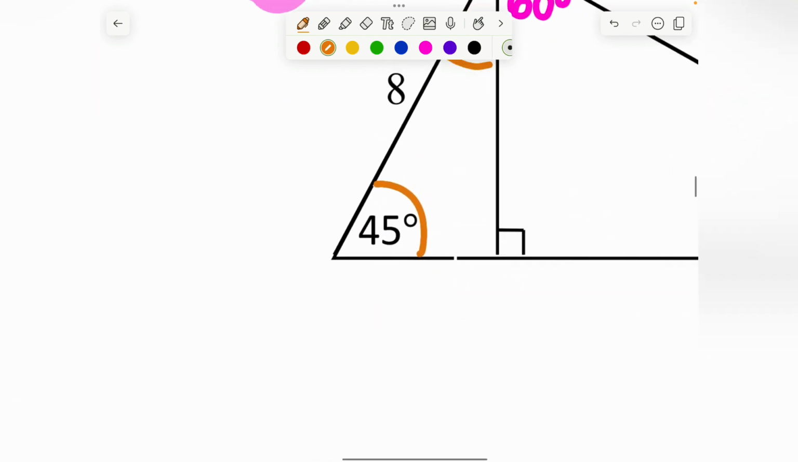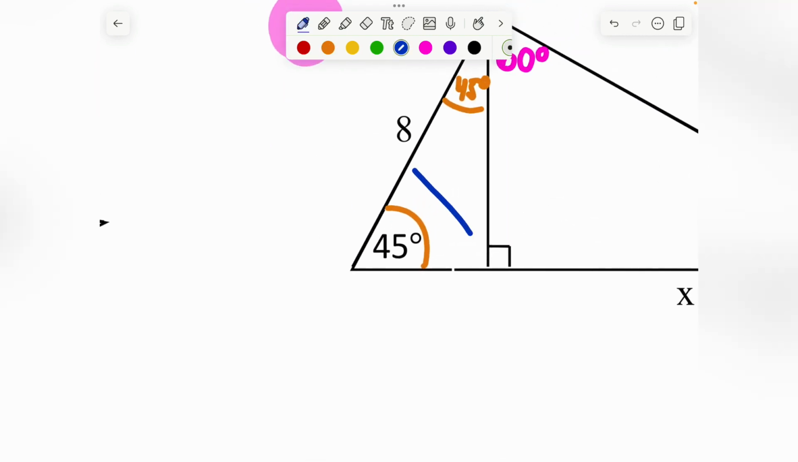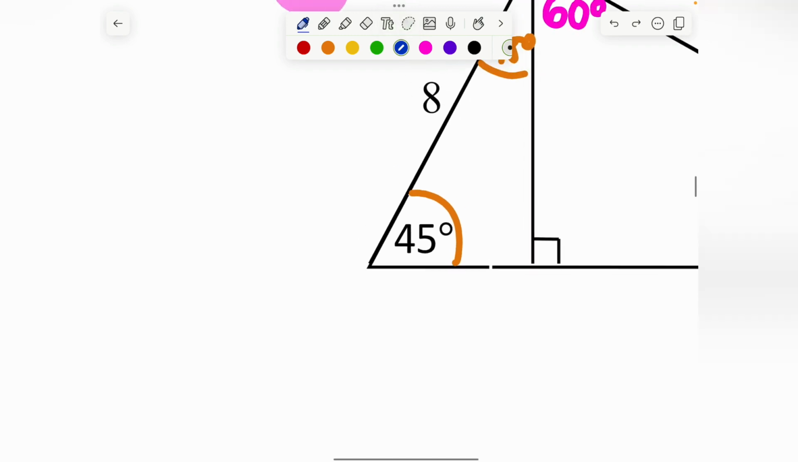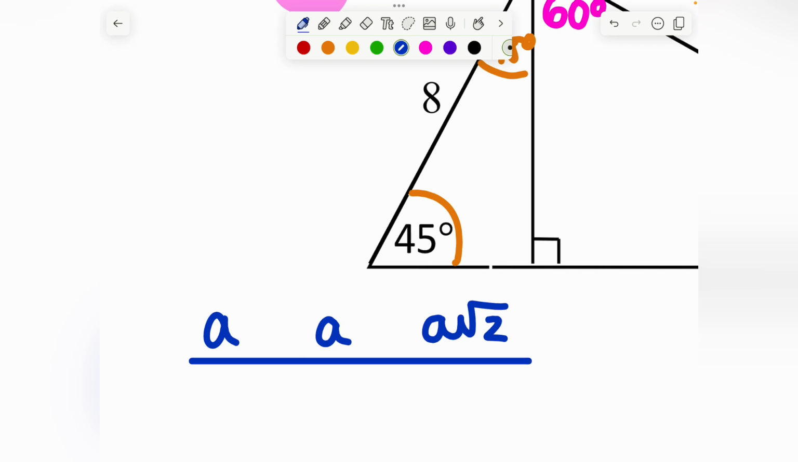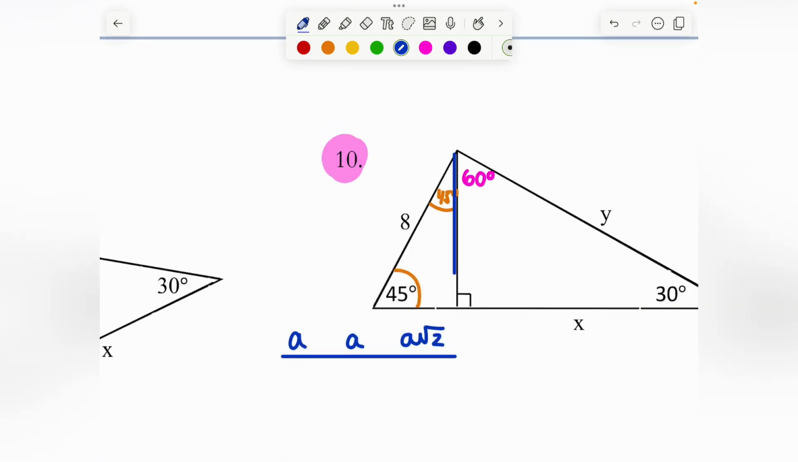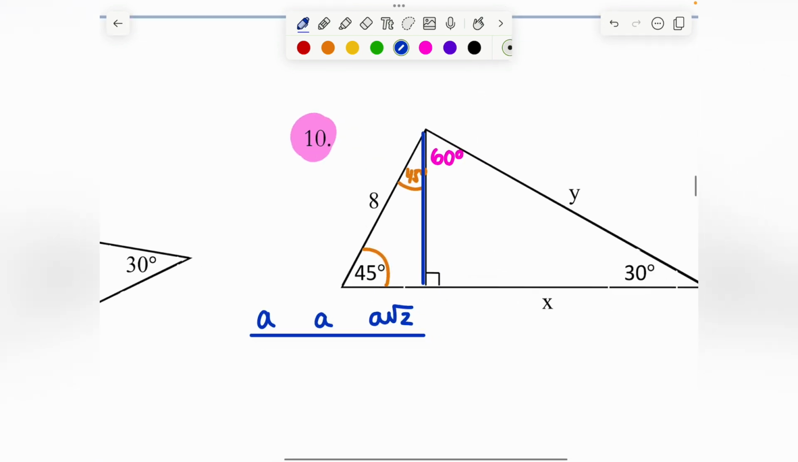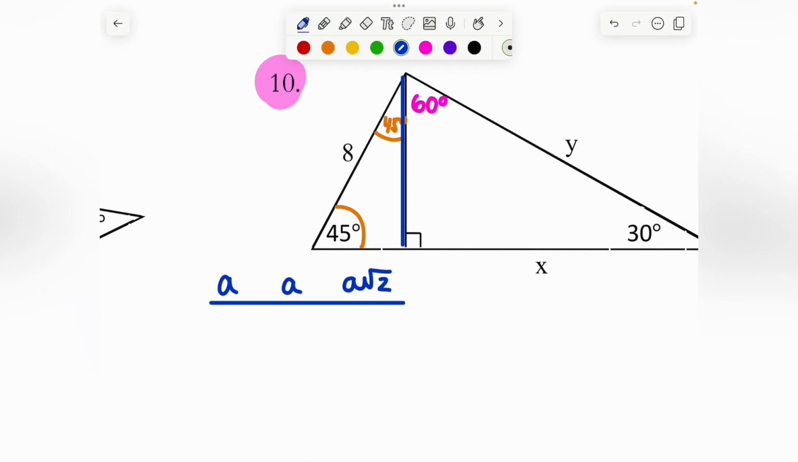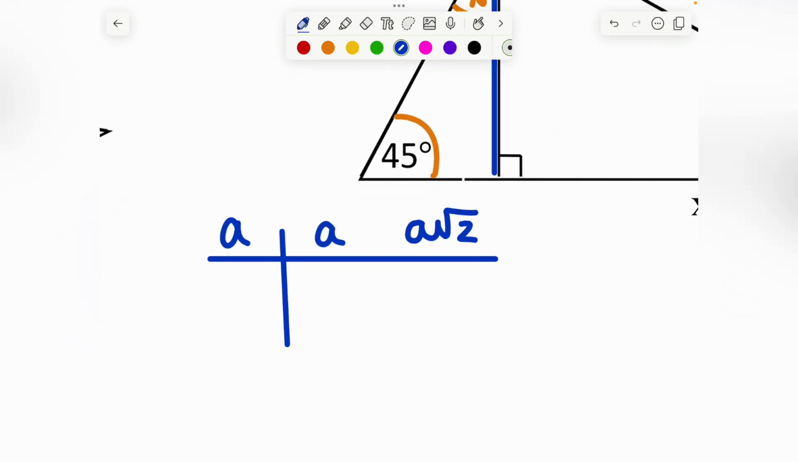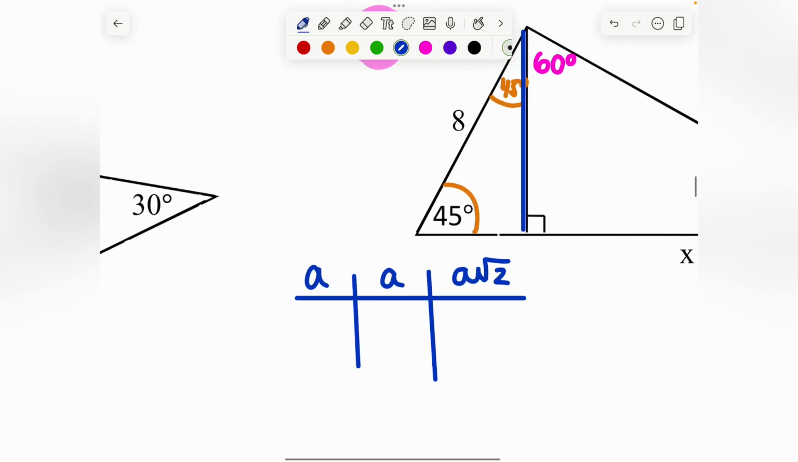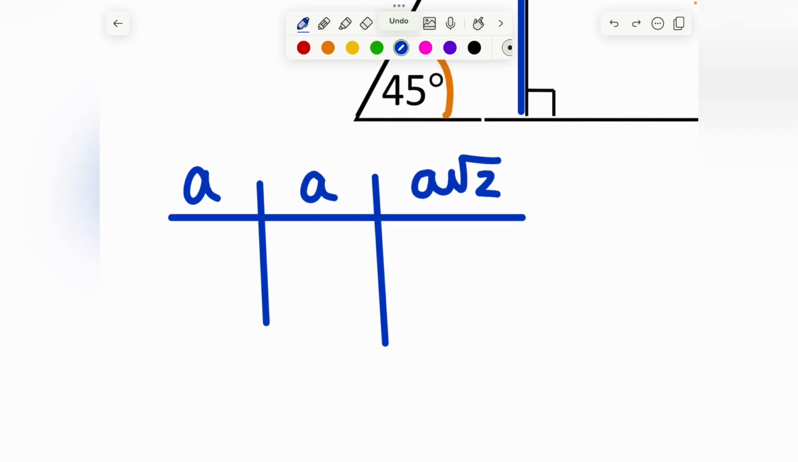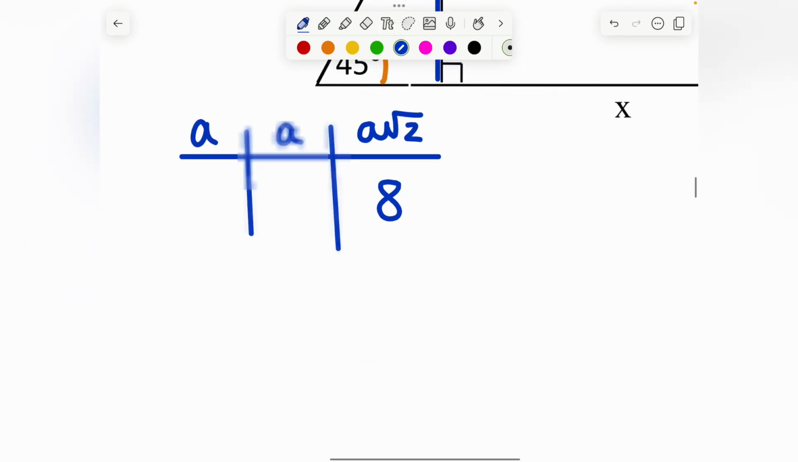Okay, so let's do this part first. So across from the 90 degrees is that 8. That's the a root 2. So I have to do this one first because what I'm doing is I'm actually solving for this side, and then I can use that to do the 30, 60, 90 triangle part. So a root 2. I know that the 8 is across from the 90, which is the a root 2.